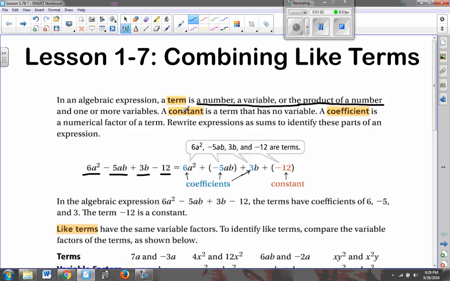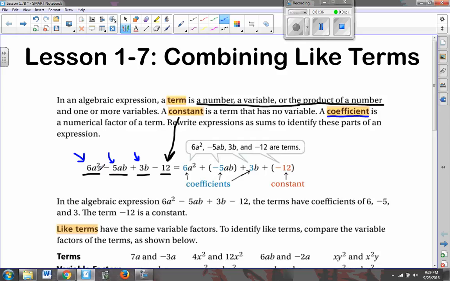Now, a constant is a term with no variables, just a number. Like this 12 right here would be a constant. And a coefficient is the numerical factor of any term. Coefficient means number as well, but usually we talk about coefficients being in front of the letters or variable pieces, like the 6 and the -5 and the 3 here. Those are our coefficients.